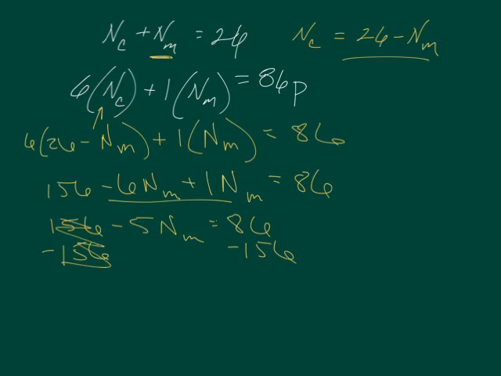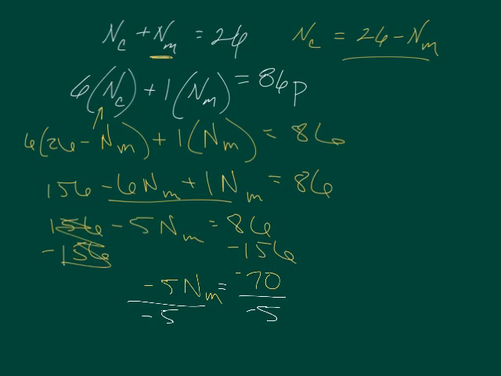And if you remember, when you're adding two numbers where the signs are different, you take the difference between the two and put the sign of the largest number on the answer. So that equals 70, in fact negative 70, so negative 5 NM equals negative 70. Divide both sides by negative 5.